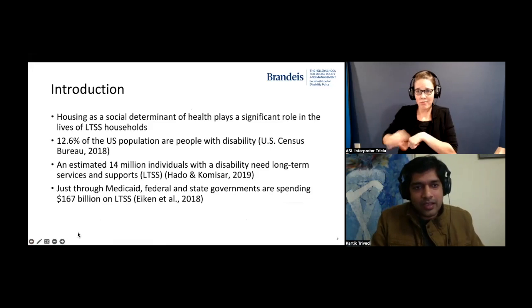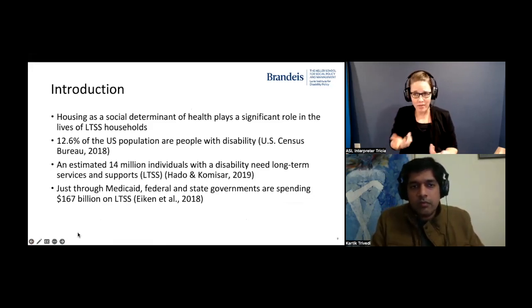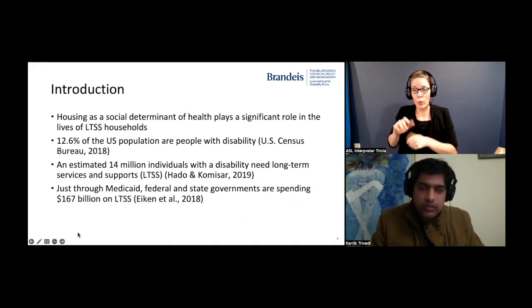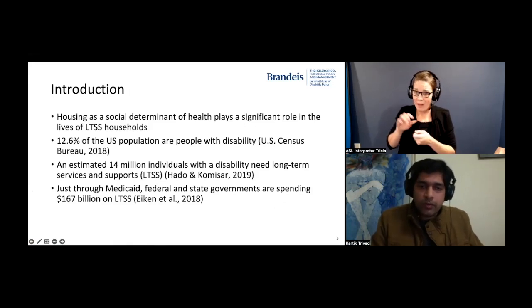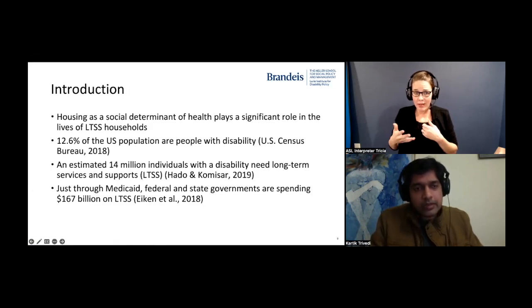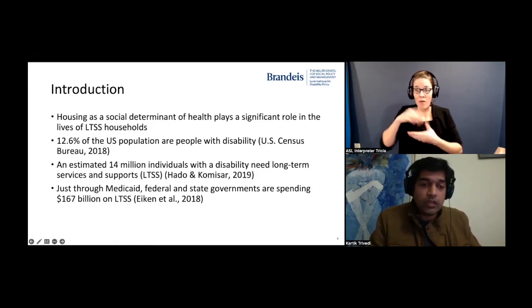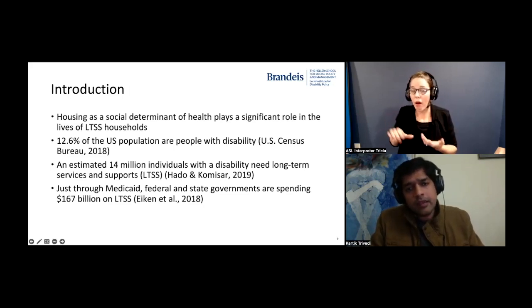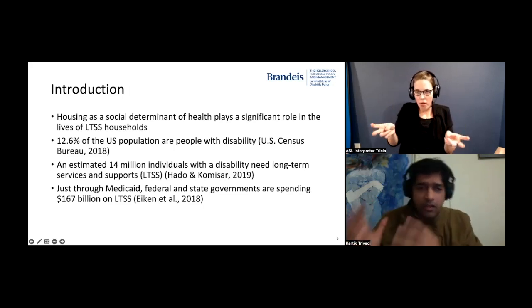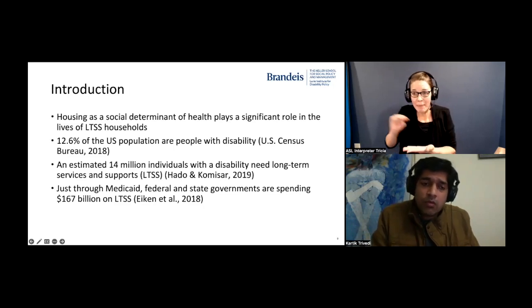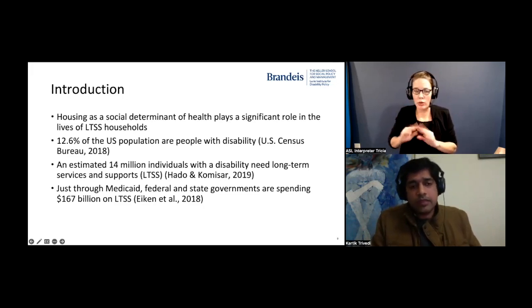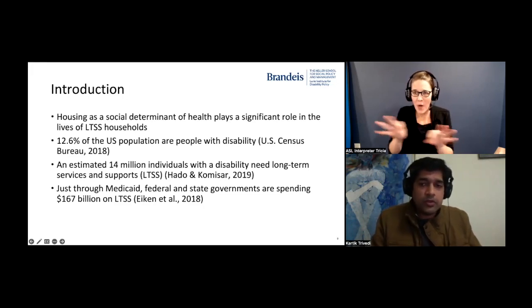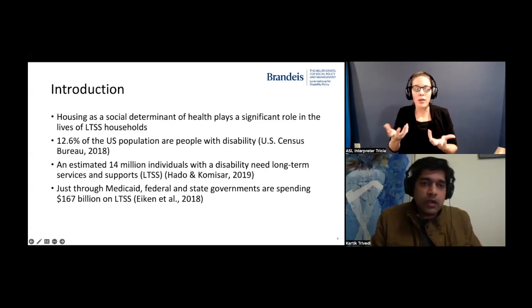Housing plays a significant role in everybody's life, and it does so more for people with long-term services and supports needs, LTSS. We are talking about a significant group of people in our country, which is important in terms of what they can contribute to society, who they are, and in a more economic sense, these are 14 million people, and the government is spending some change on LTSS services. If we purely look at it from the human side, anybody is important, and this population is definitely so. That is the reason why we are focusing on this population.